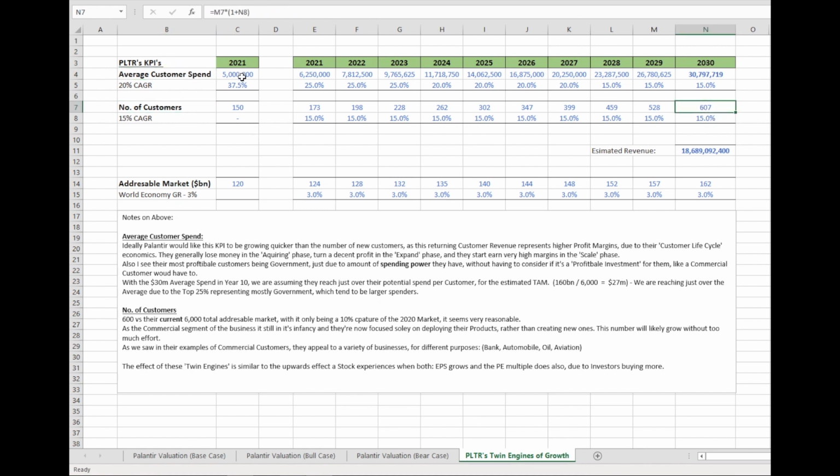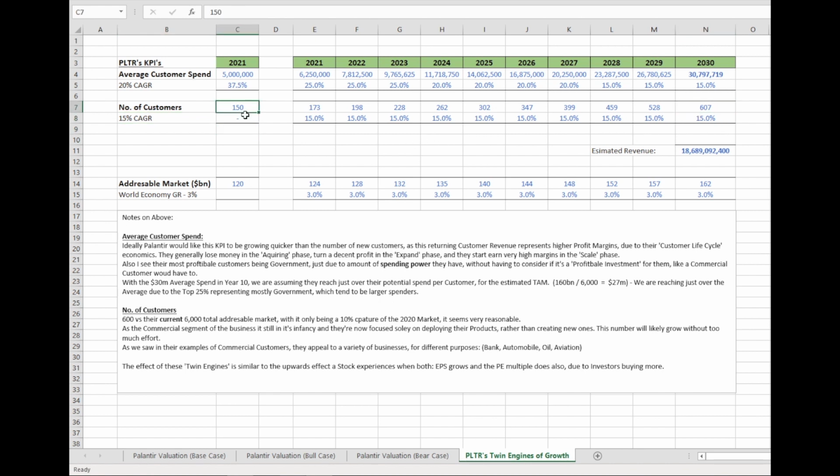Now, we've got average customer spend here at 5 million currently. Number of customers at 150. Average customer spend's growing at 37% per year at the moment. Now, we're doing a forecast here where we say it's going to grow at 20% over time, over the 10-year period, which, as you can see, we've broken down here. That gets us to about 30 million average customer spend by 2030. Number of customers, 150 currently. We're going to say it's going to grow at 15% a year. That gets us to 600 by 2030.